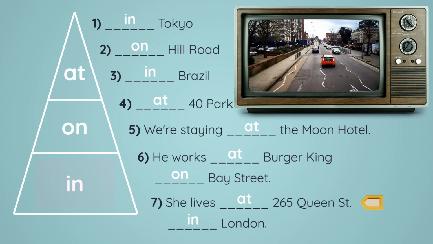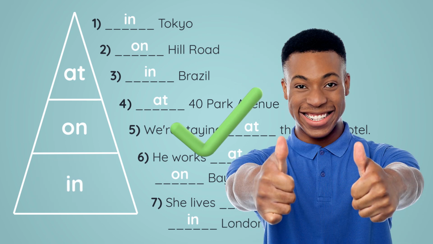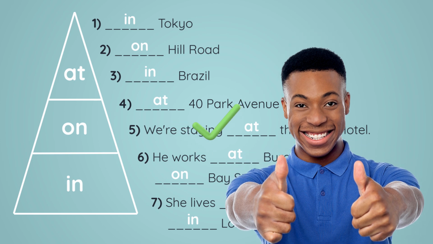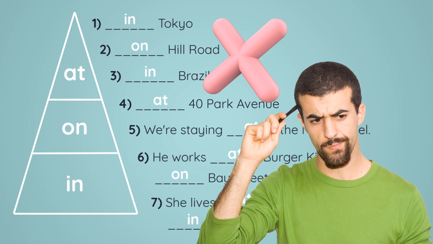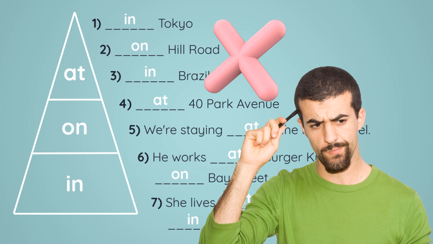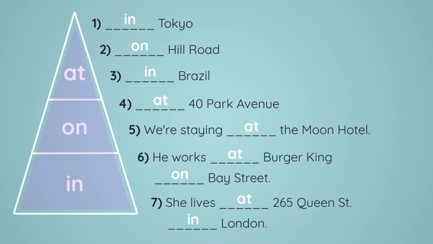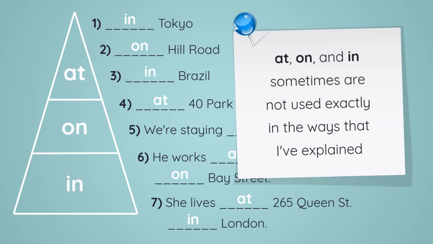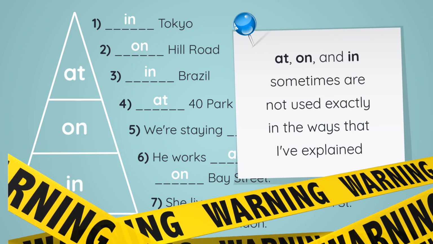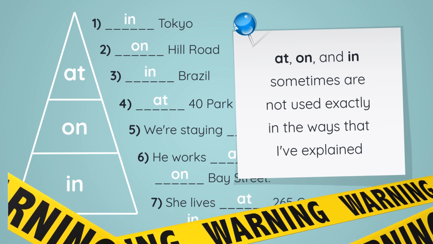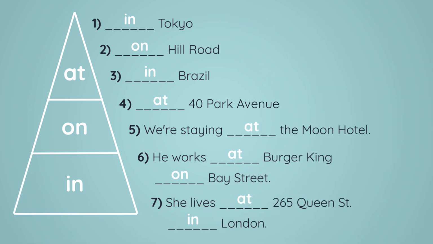All right, so how did you do on those? Did you get them all right? If you did, congratulations. If you had to think a little bit or you got some of them wrong, that's no problem. Prepositions are confusing at times, but at least you now have some guidelines to help you. Now, I still want to say that even when we are talking about place, at, on, and in sometimes are not used exactly in the ways that I've explained here. But this triangle method does help for lots of different places.